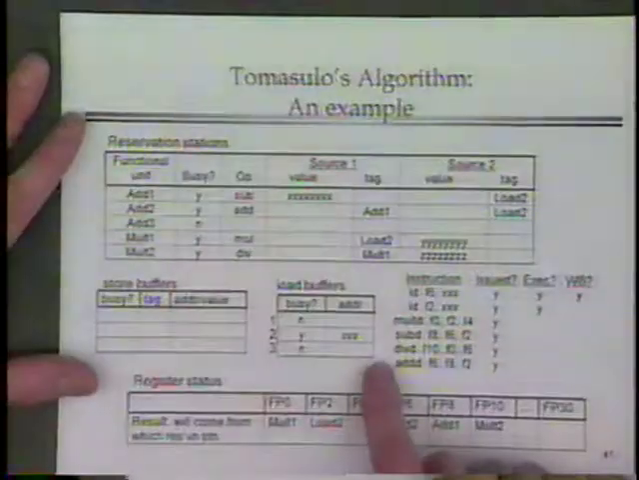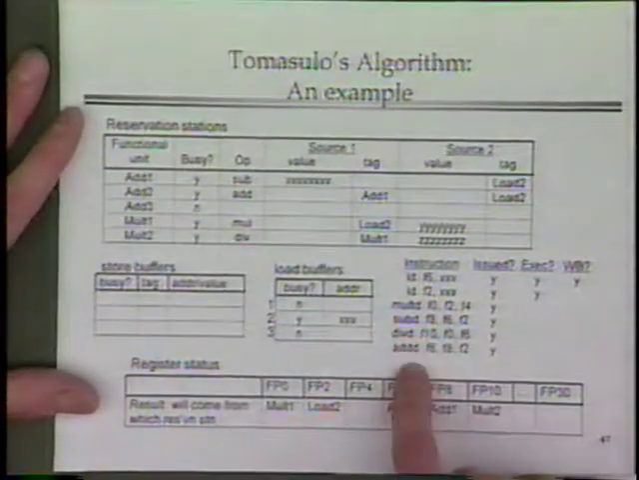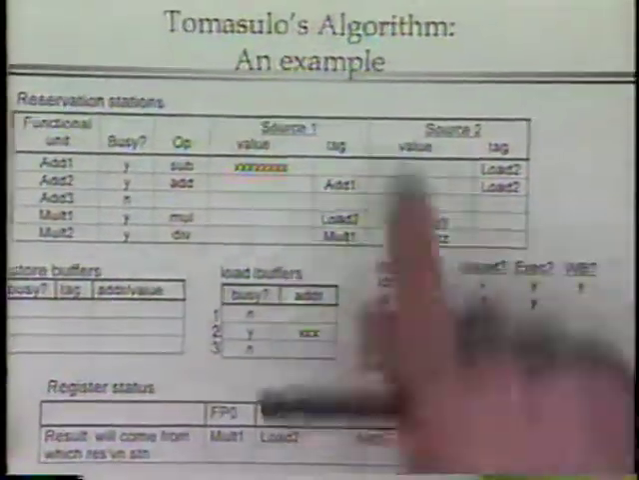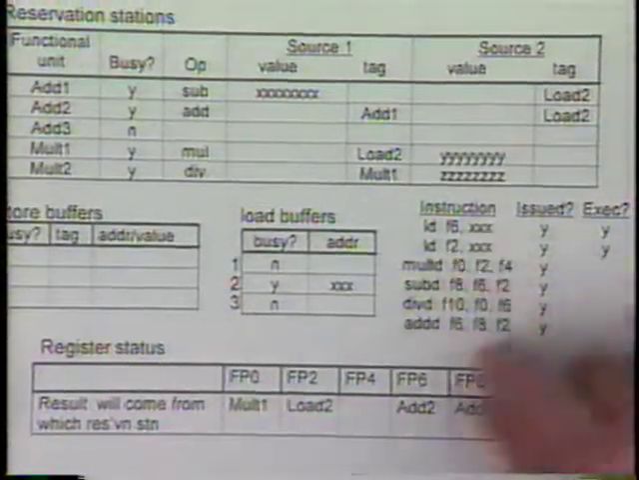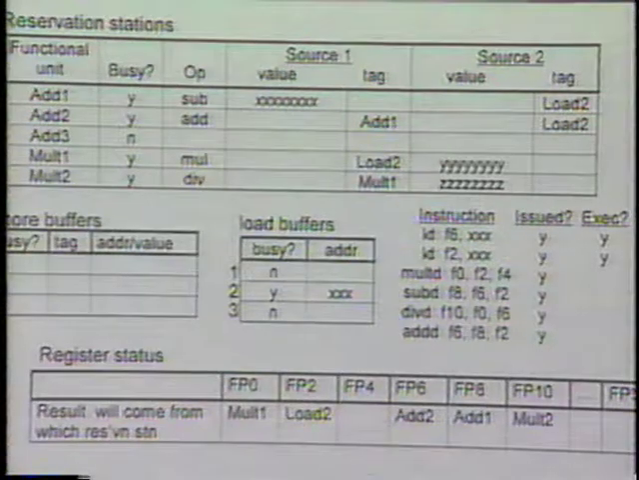So that's how it works. That's probably enough detail to write a program to make it work. Here's an example of the algorithm in progress. We're in the middle of executing this sequence of instructions. Notice that we don't have any data structure particularly that records the instructions, because all of the information is distributed in the reservation stations and in the register file.